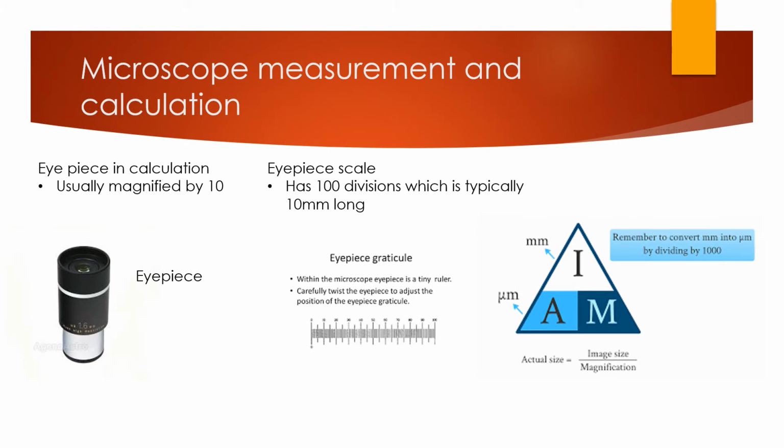And this is the calculation for magnification. I remember it as I AM. So I is at the top, and then A and M are the other two. I is the image size, A is the actual size, and M is the magnification.